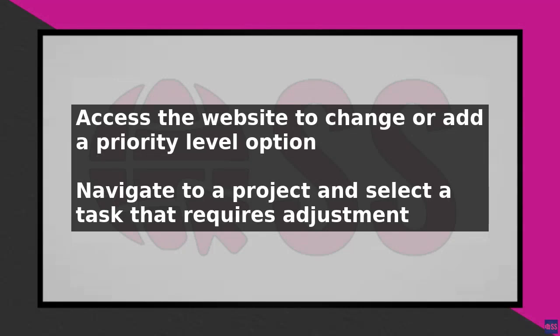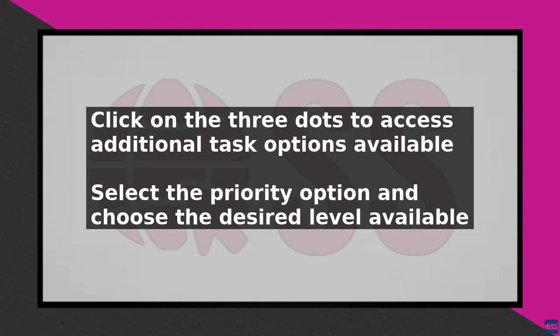To change or add a priority level, start by accessing the website. Once on the site, you will see various options, including your name, task search, inbox, day, upcoming filters and labels, projects, home, and quick start templates.